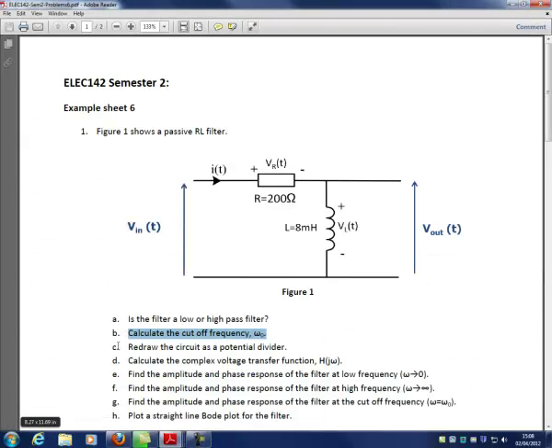So part C, redraw the circuit as a potential divider. The reason this question has so many sections is it's meant to help you work through it, so it takes you through the calculation steps.